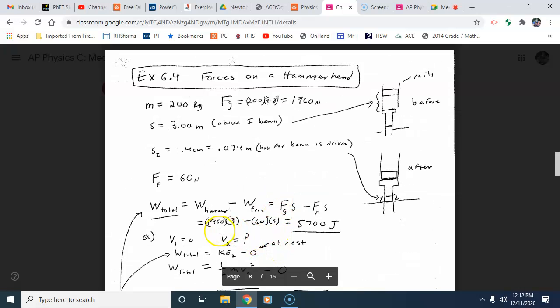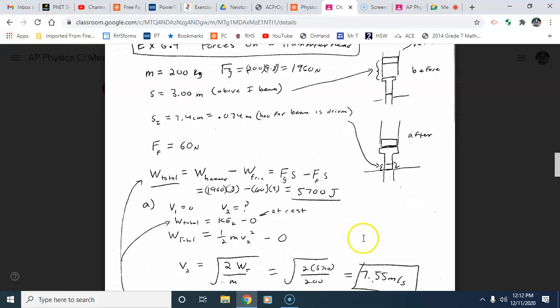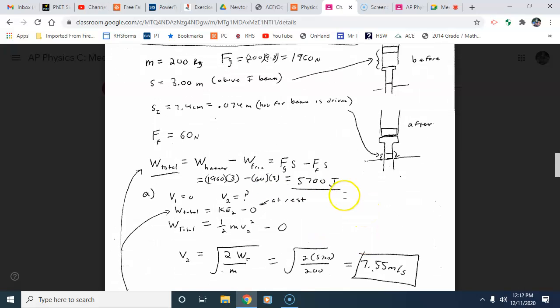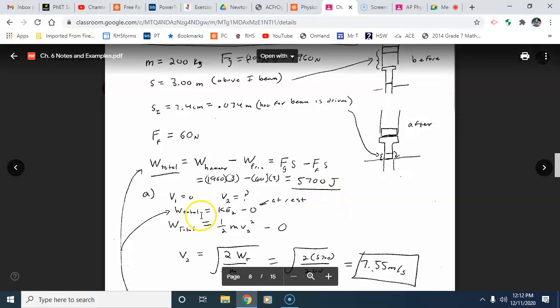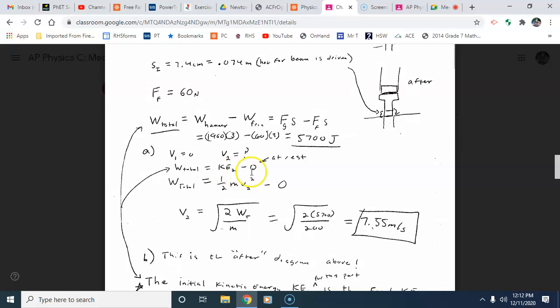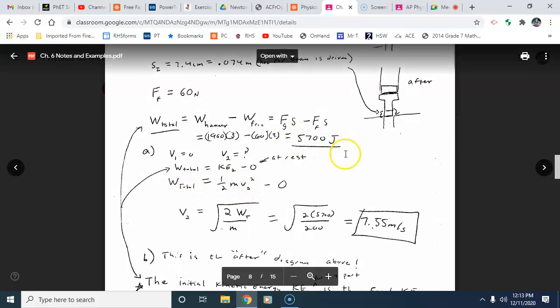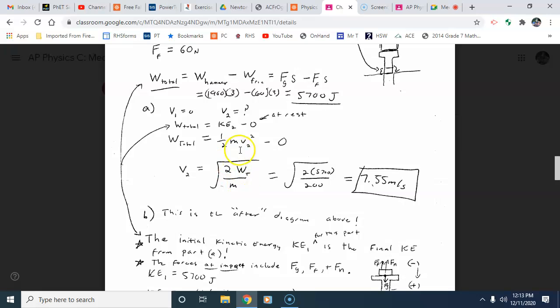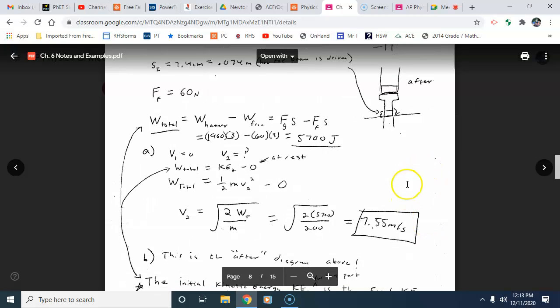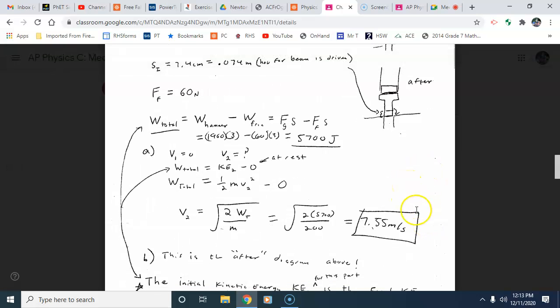We could figure out by the numbers we have given that the total work on this hammerhead is 5,700 joules. And therefore, through the work-energy theorem, that total amount of work equals a change in KE. Well, initial kinetic energy is 0. KE1 is 0 because it's at rest. It was dropped, right? Not moving, can't have any kinetic energy. And what we want to find is the v2 in KE2, 1/2 m v2 squared. So we set that equal to the total that we found, 5,700 joules, and simply solve that formula for v2. We get out that the moment it strikes, it's at 7.55 meters per second.